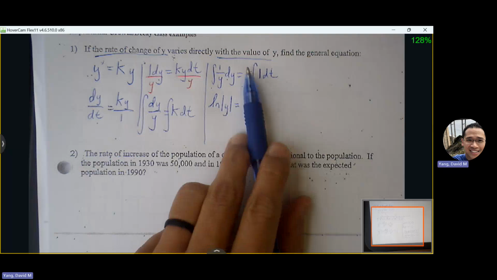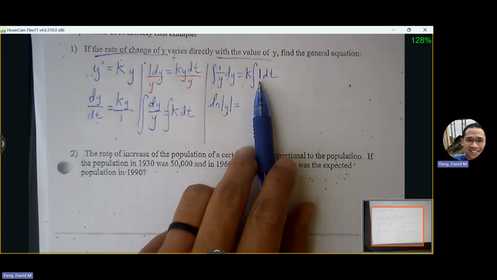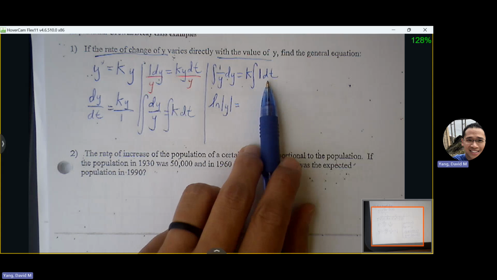Now, k is not a variable. We can't say, oh, that's k squared over 2. K is just some constant. It's really the 1 that's getting impacted. What's the antiderivative of 1, or 1 dt? Good, because t is our variable.